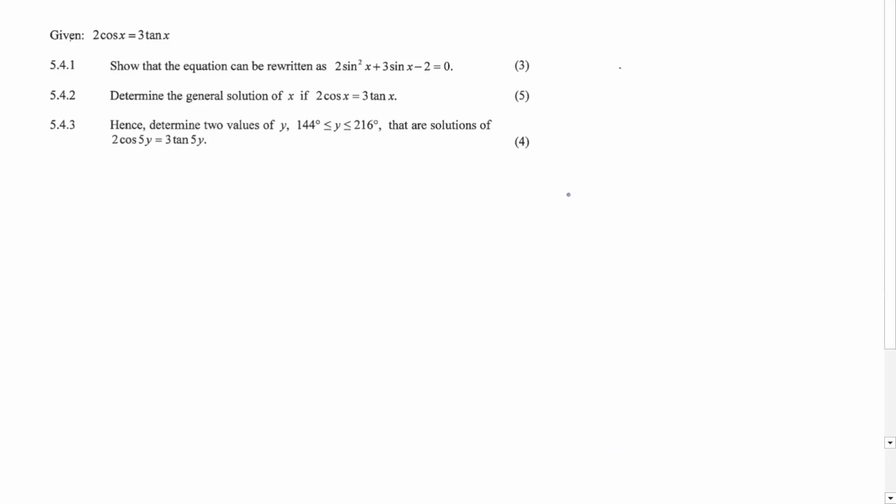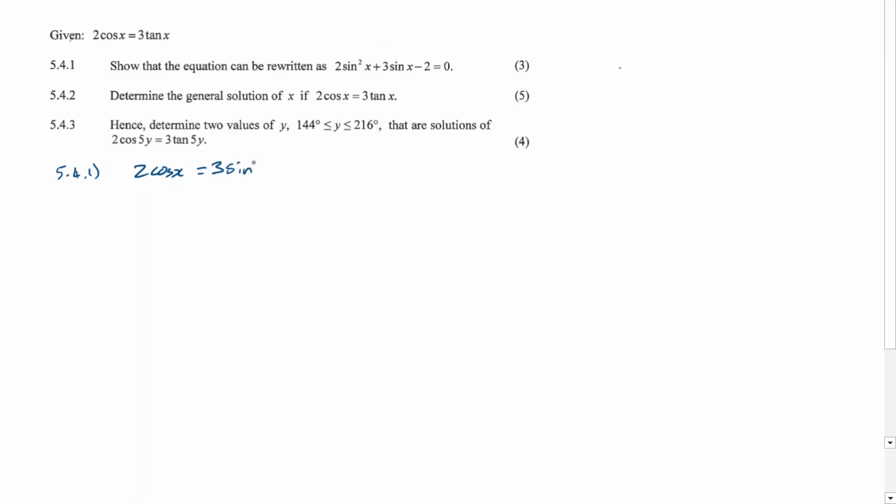In this video, we're going to look at a nice funky example of incorporating general solutions and identities together. We've been given 2 cos x equals 3 tan x, and we've got to show that the equation can be written like this. For starters, you just want to pick up on the easiest mark that's waiting for you, and that's the fact that tan is sine over cos.